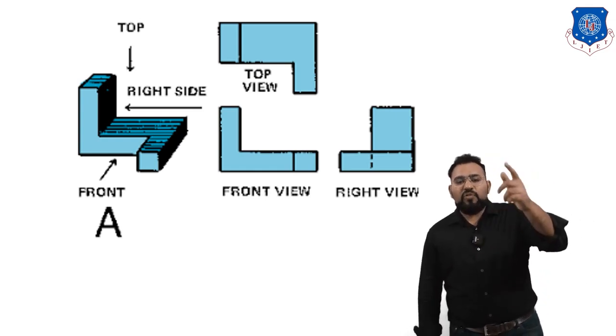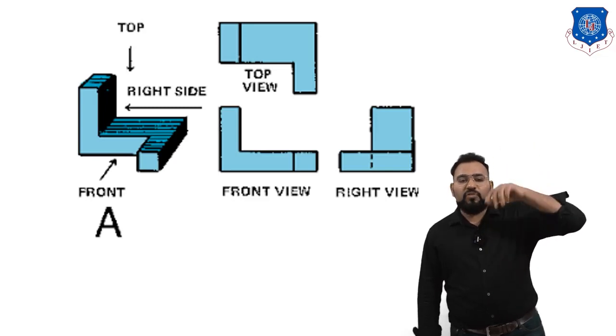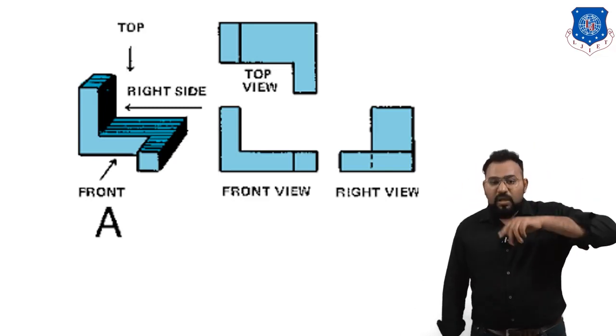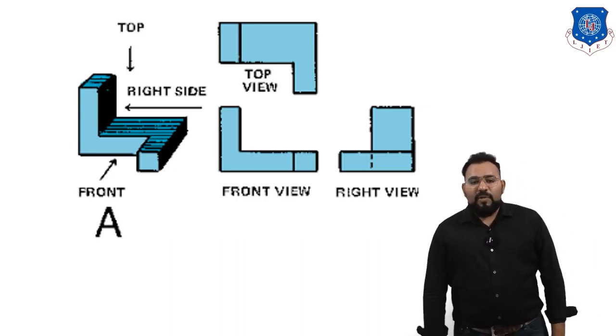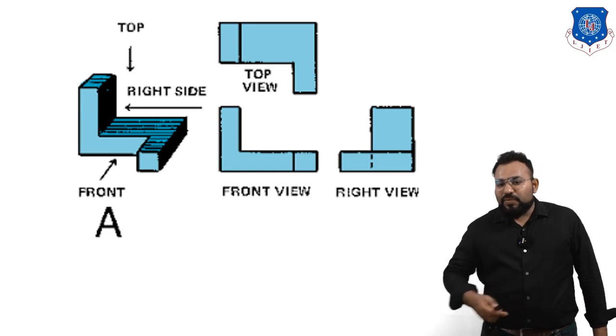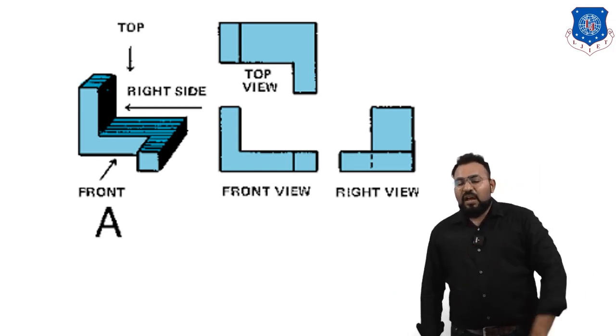Now see the top view. So if you want to see the top view, you have to look at this object from the top. So top view is gonna look like this, as you can see on your screen. And what about the right hand side view? So you have to see this object from the right hand side. So you can see the 2D drawing.